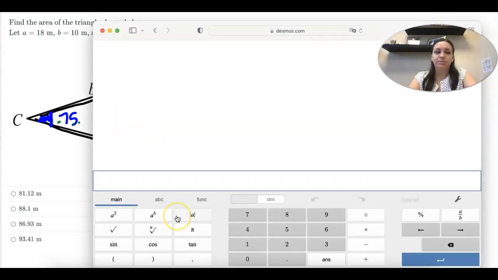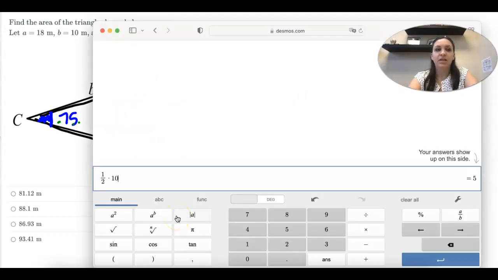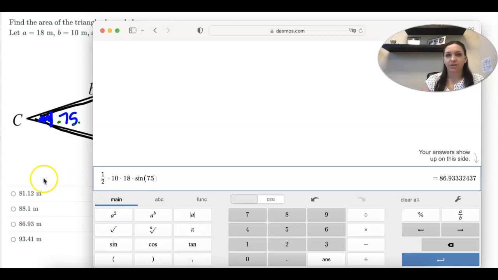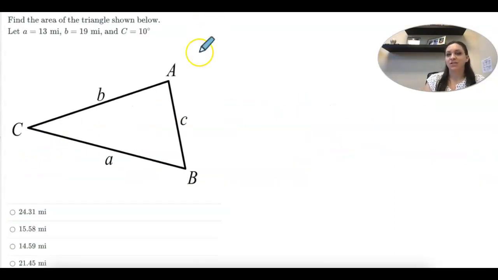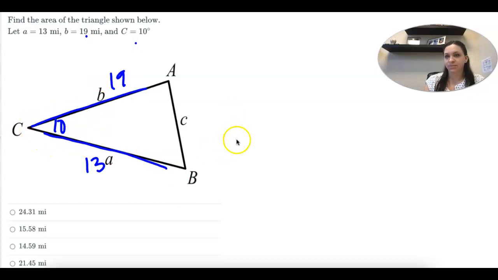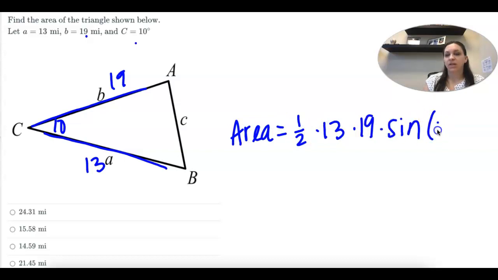Okay, now we just calculate. 1/2 times 10 times 18 times sine of C. 86.93, and we're in degrees. There we go. All right, this one will go faster because we're not going to go through the proof. So A is 13, B is 19, C is 10. Again, this one's set up where our two sides make up that angle. So it'd be 1/2 times the two sides times sine of the inner angle.